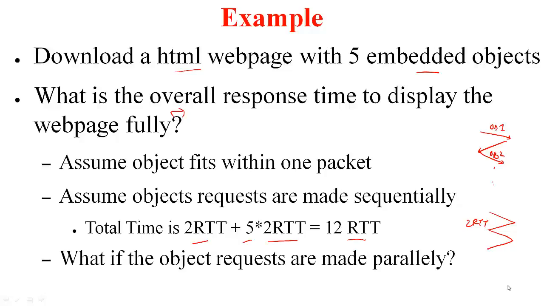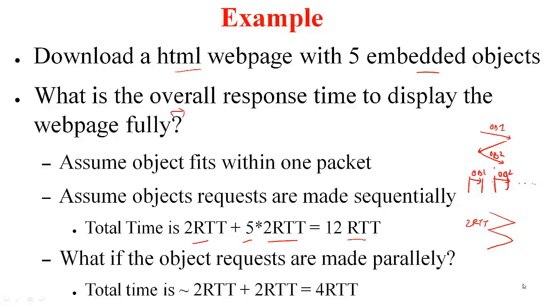What if the object requests are made in parallel? In other words, you first request the HTML web page, then you examine the web page and notice these 5 embedded objects, and you ask for these 5 embedded objects in parallel at the same time. So what do you think your overall response time in this case is going to be? Here for the base HTML web page, it is going to be 2 times RTT, and these 5 embedded objects, since they are going to happen in parallel, are all going to take 2 RTT still. So your overall response time will be 4 RTT.